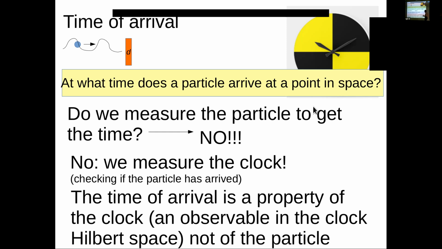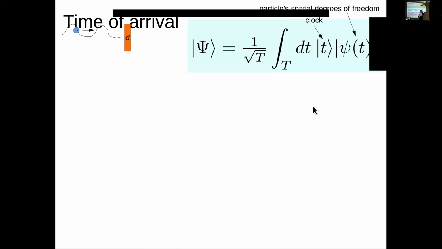So the time of arrival is a property of the clock. So it's an observable of the clock Hilbert space, not only of the particle. Okay, I don't have time to go through the formalization, but it's not very difficult to see. You start from the physical states. If you write them out explicitly, like the eigenstates of this constraint operator, they are entangled states of the clock and the state of the system at time t.